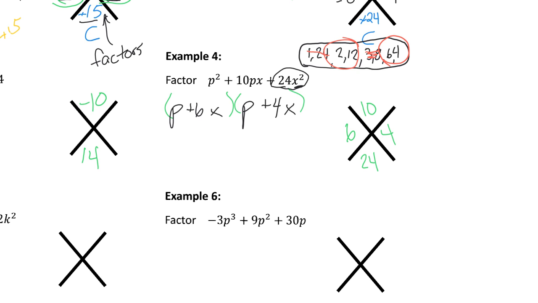Okay, so now I want you to try example 5 and example 6. Example 6 is tricky, so I'm going to go over example 6 at the end, but I want you to try example 5. But I'm not going to go over 6, I'm just going to show my work. So go do 5 and 6 for me.